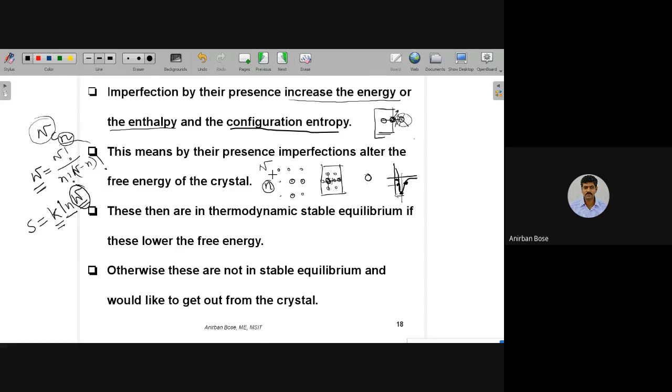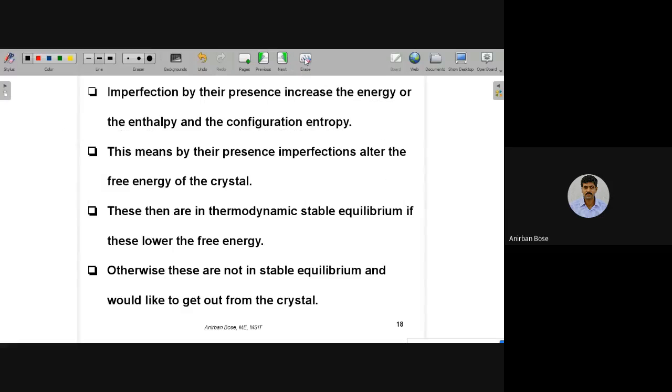For this particular example, if there are N total atomic sites and n point defects, they can be arranged in this many different ways. So W is the number of possible configurations. In this way you can find the configuration entropy. So if imperfections are there, two things happen. One is that energy will increase, that is the first point, and second, the configuration entropy will also increase. This is the thing that you have to remember.